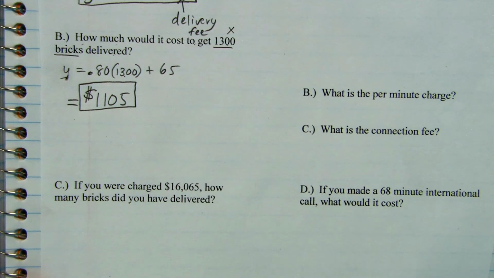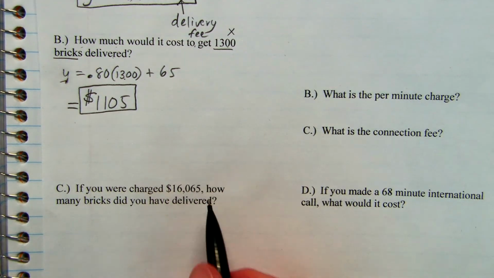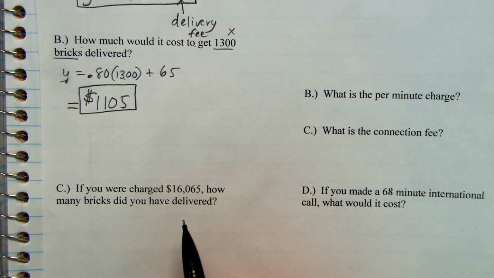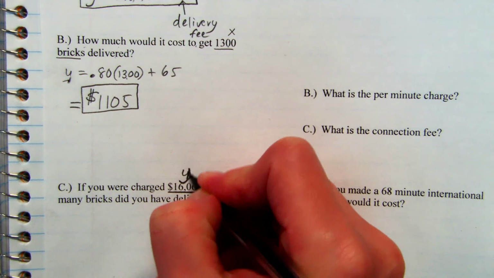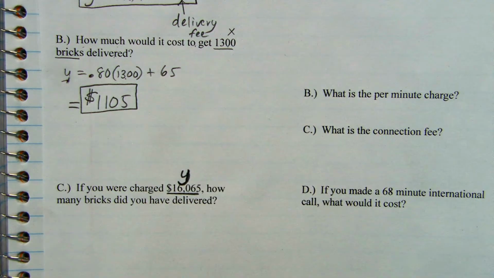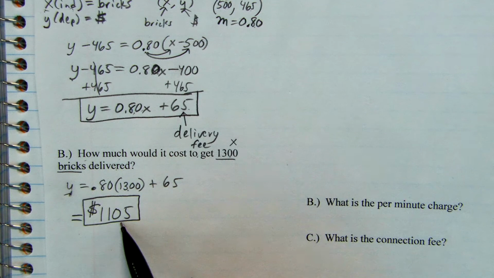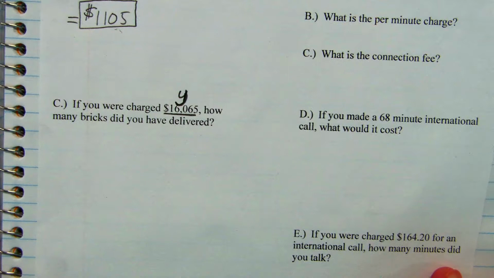And then it says if you were charged $16,065, how many bricks did you have delivered? Well, first of all, I would say a lot. Can we just put that down? But no. But you can just kind of get that in your mind. Okay, it's going to be more than what they ordered up here, because it was only a little over $1,000 to get 1,300. This is going to be a lot of bricks for a big project.